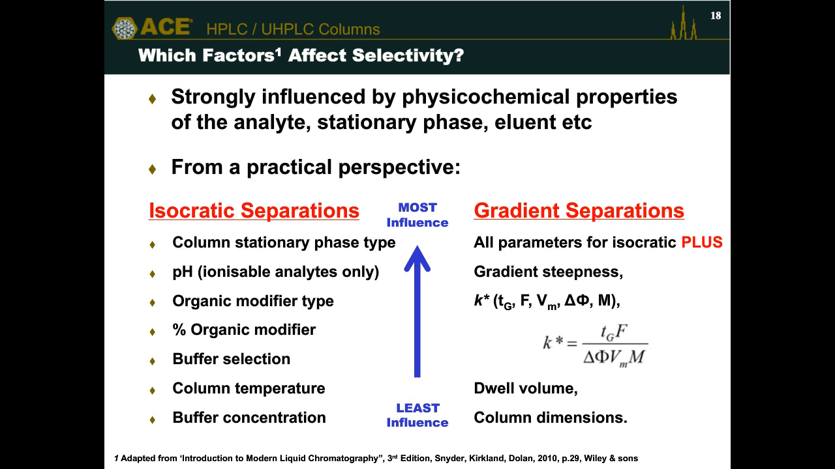If you're running a gradient method, you have to think about the actual gradient slope as well. So this K-star equation is really important. It includes the gradient time, the flow rate, the range of the gradient. So am I going 5 to 95, or am I going 10 to 80, for example? And the column dimensions, so the volume of the column. We can assume for small molecules, S is a constant of around 5. Other things like the dwell volume and the column dimensions, therefore, have an impact on selectivity as well.